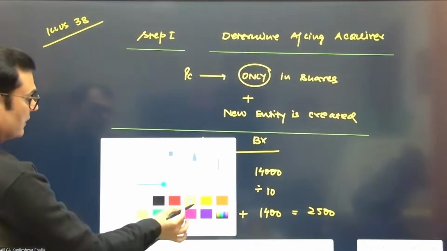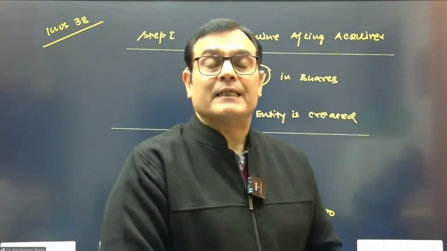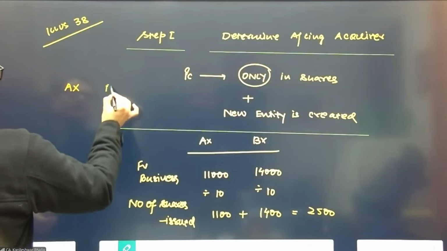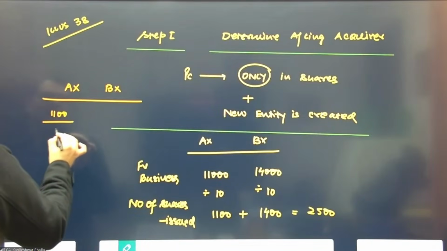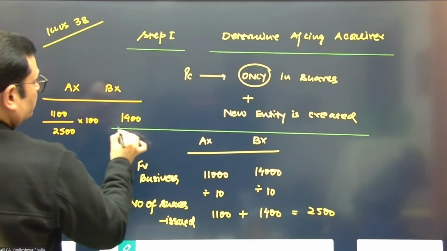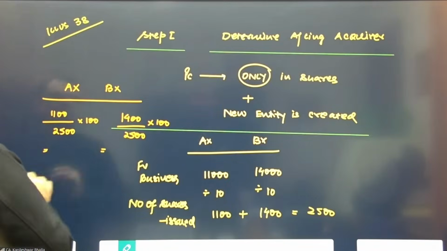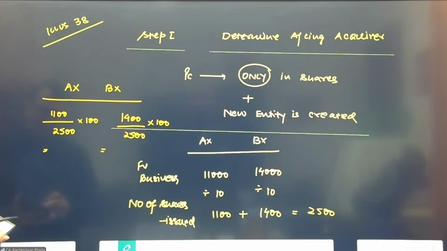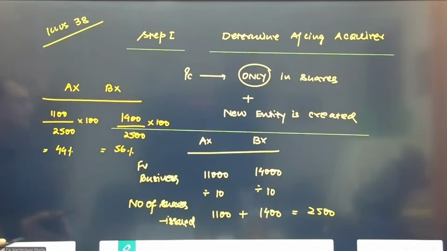And I think on this basis now, we can calculate what is the percentage AX gets in ABX and BX gets in ABX. So let's work this out further. So we have got AX and BX. AX gets 1100 shares out of 2500 shares in the new company. BX gets 1400 shares out of 2500 shares in the new company. So let's see what is the percentage which each of these companies obtain. So 1100 by 2500, he gets a 44% stake and he gets a 56% stake.